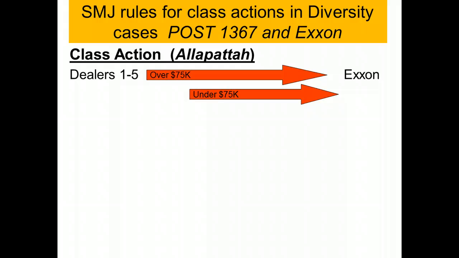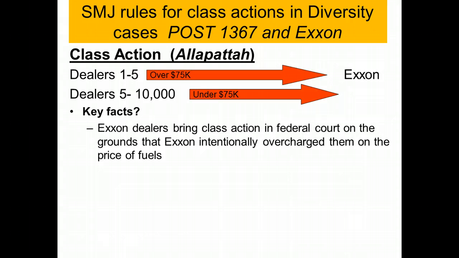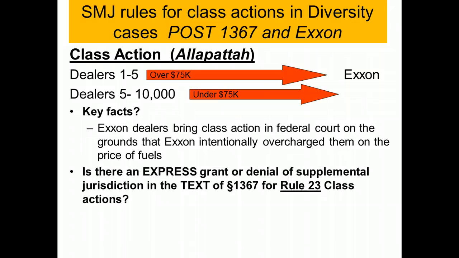We have dealers 1 through 5 who each have claims amounting to over $75,000 in damages, and you have a class of other dealers 5 through 10,000 whose claims are much smaller. And none of them have an amount in controversy over $75,000 against Exxon. So the representatives do, but the class itself does not. All right, in this case, the dealers brought their class action in federal court, arguing that Exxon had intentionally overcharged them on the price of fuels as part of their monopoly.